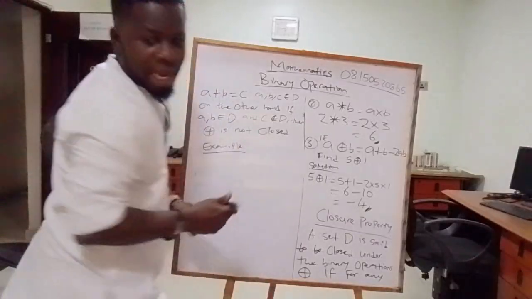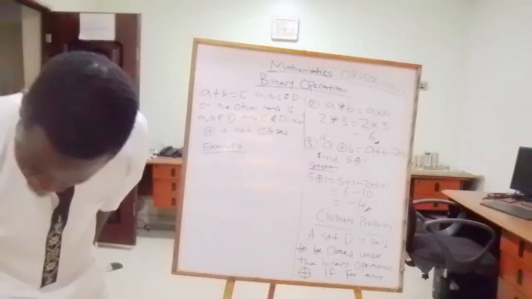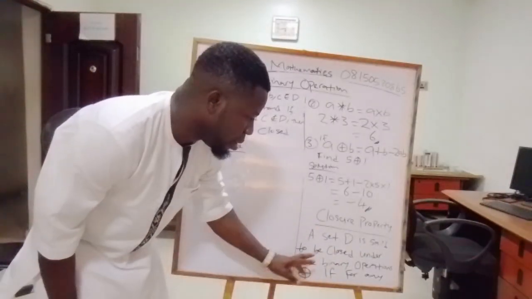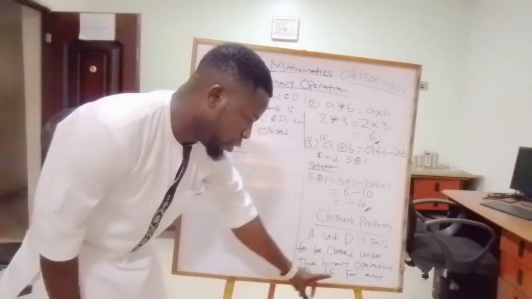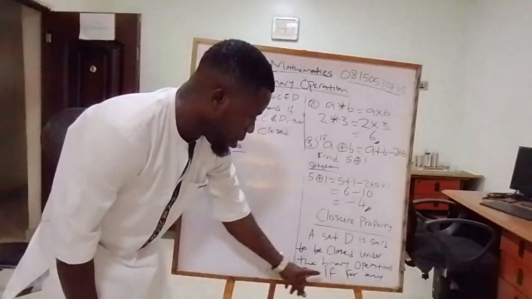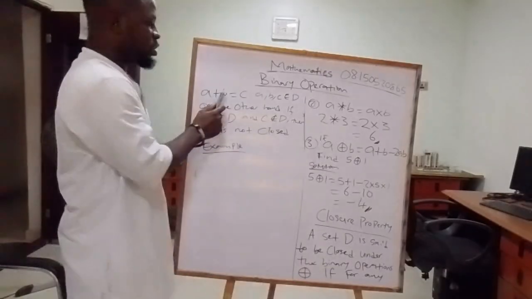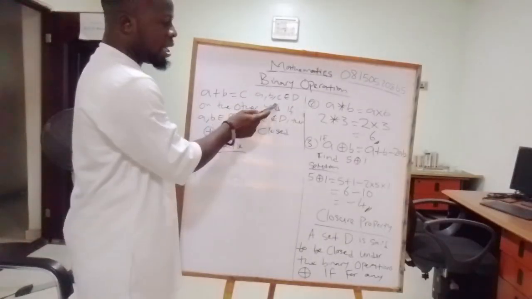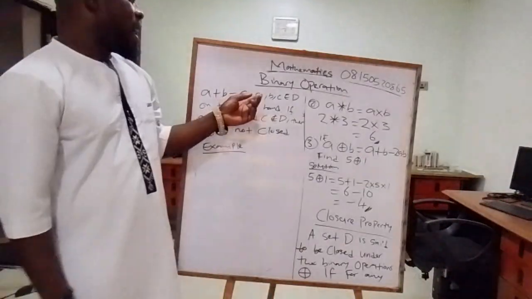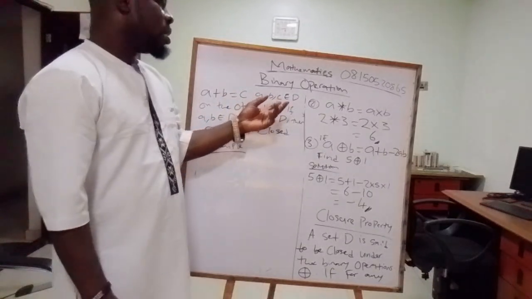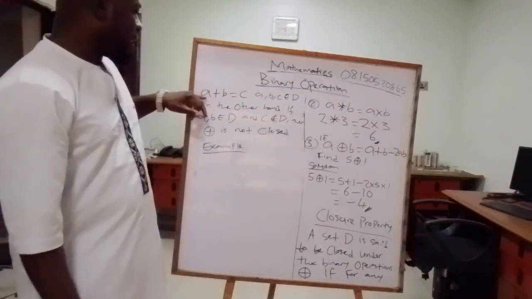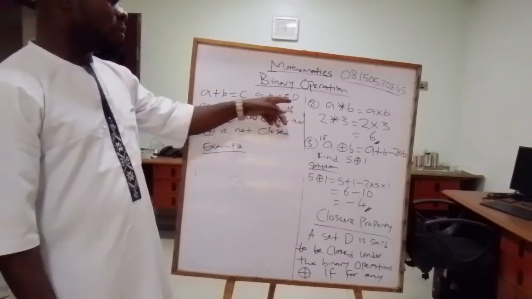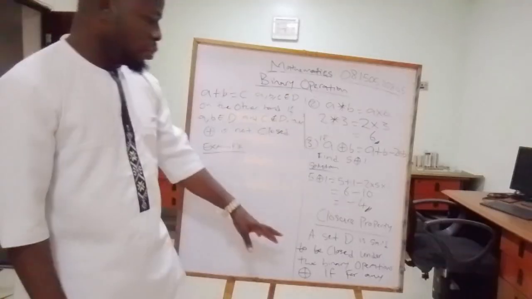So before I start the example, let me quickly explain what I wrote here. A set D is said to be closed under the binary operation * if for any a * b = c, a, b, c are elements of D. That is, you can find a, b, and c inside D. If you can find them as elements of D, you will be given a set for D.